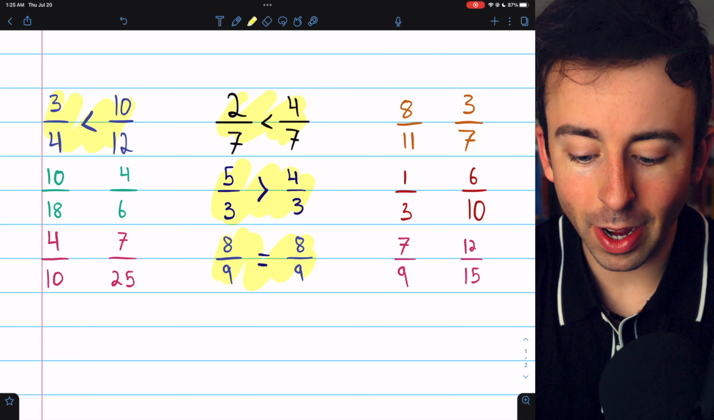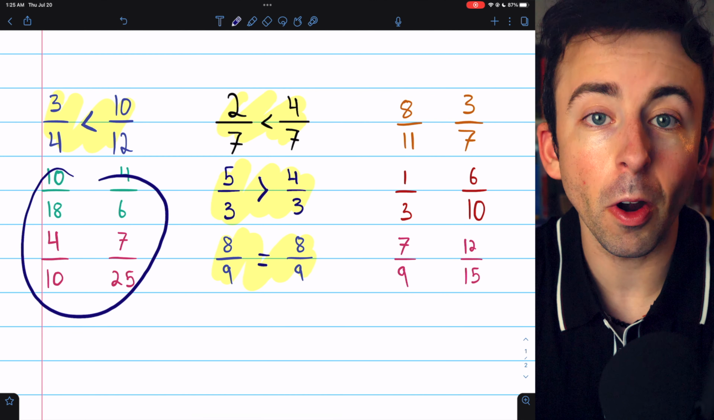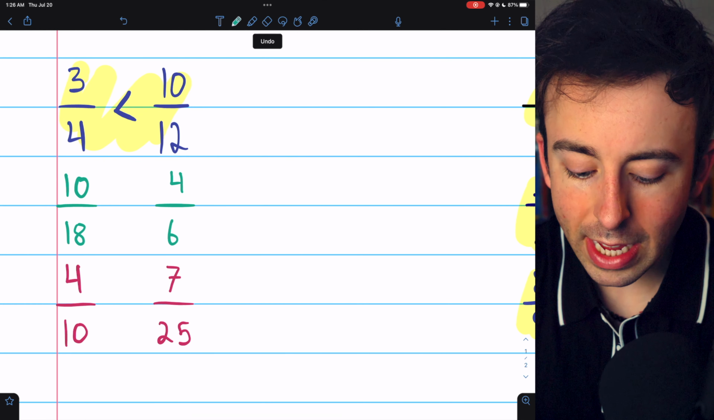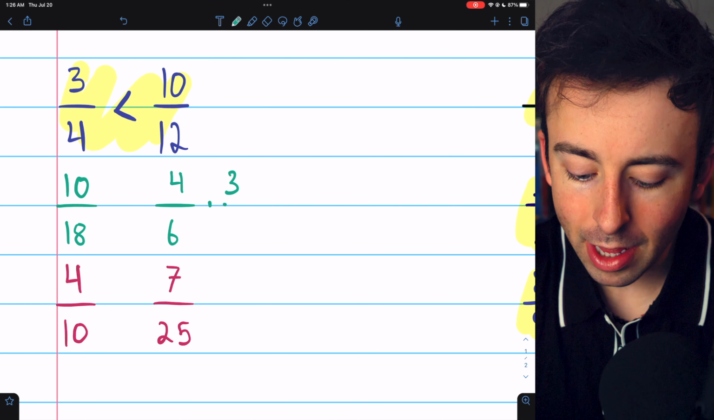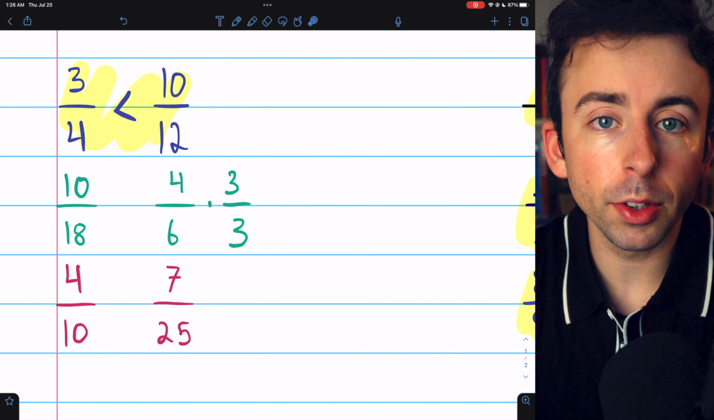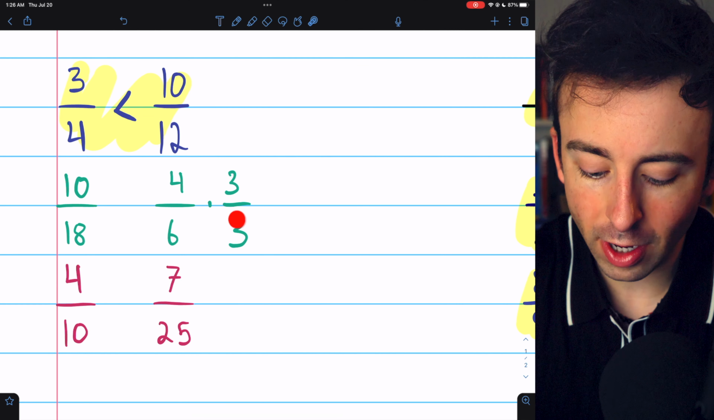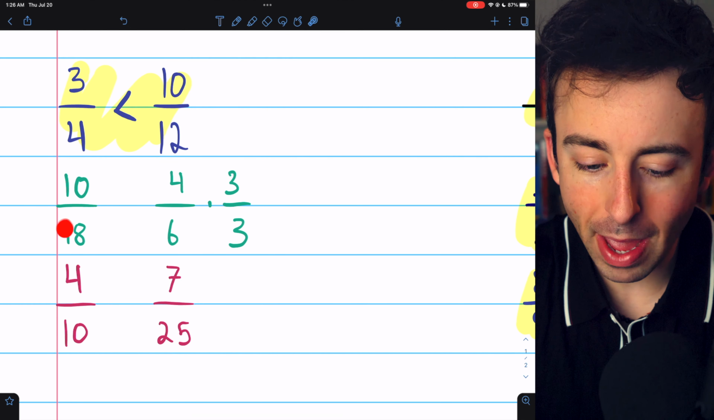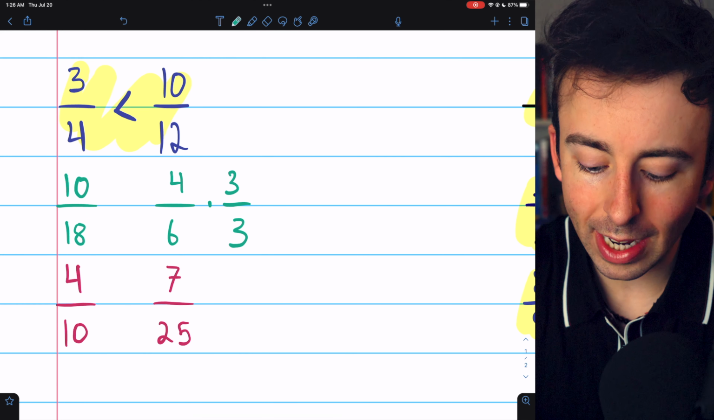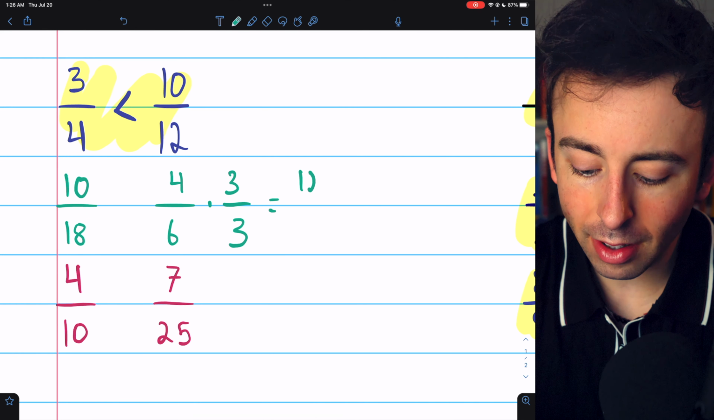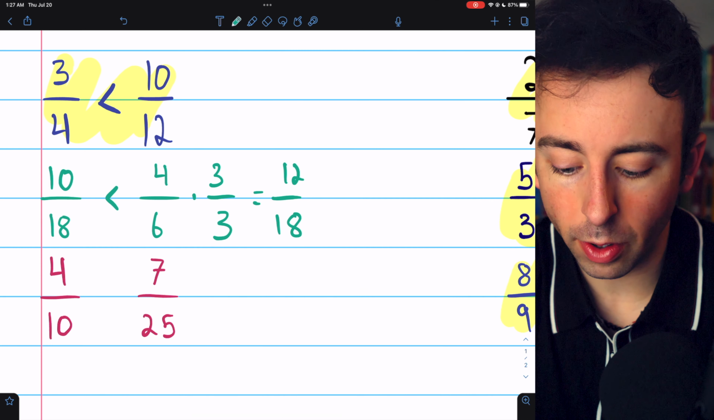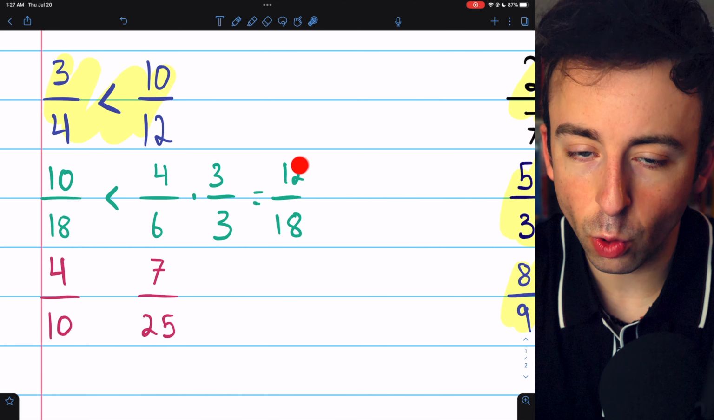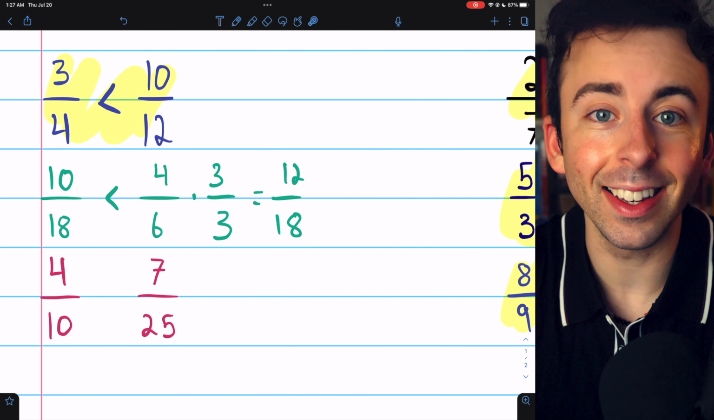Let's move on to some more interesting examples over here where the denominators are not the same. In this example, we can multiply 4/6 by 3/3. That's the same as multiplying by 1, so it won't change the value of the fraction, but it will make the denominator become 18. Once the denominators match, we can compare the numerators. This gives us 12/18, and so clearly we see this is the bigger fraction, because 12 is bigger than 10. So 10/18 is less than 4/6, because 4/6 is 12/18, which is more than 10/18.